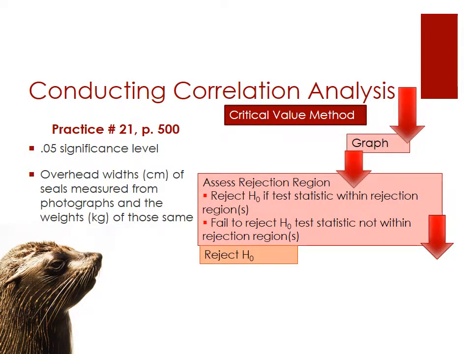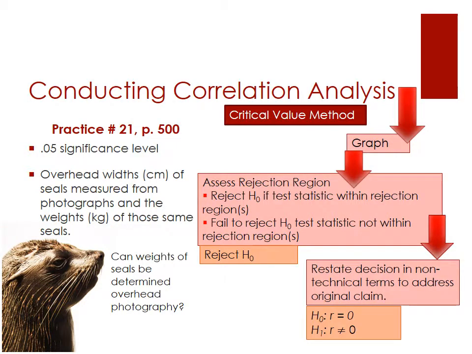Okay, you should have got that we reject the null because indeed your R obtained is falling in the rejection region of one of the tails. Now that we've rejected our null, we come back to the part where we need to restate our decision in non-technical terms to address the original claim. The original question is: can weights of seals be determined by overhead photography?